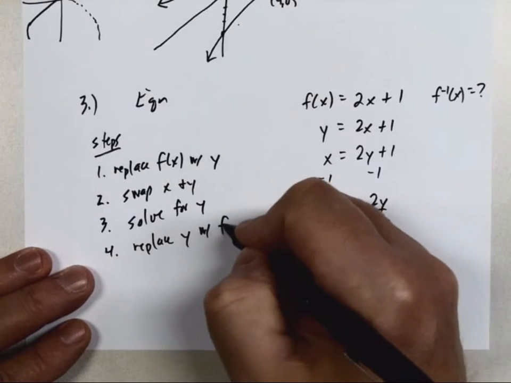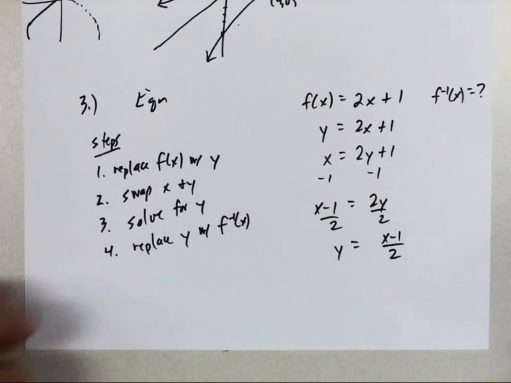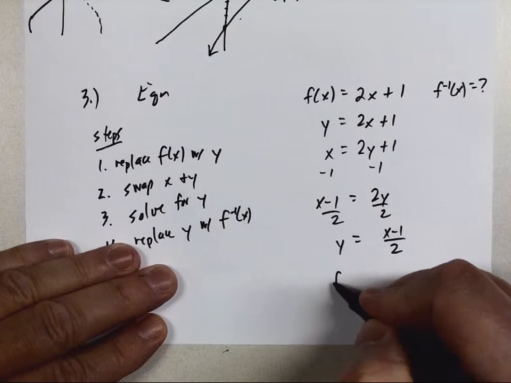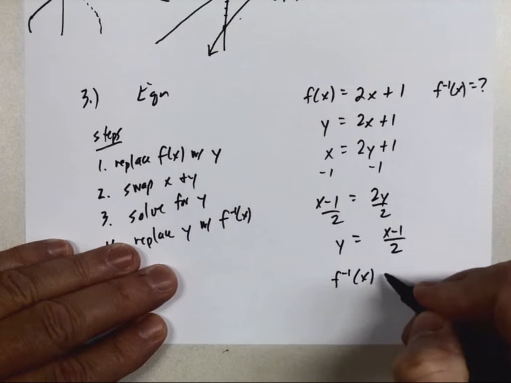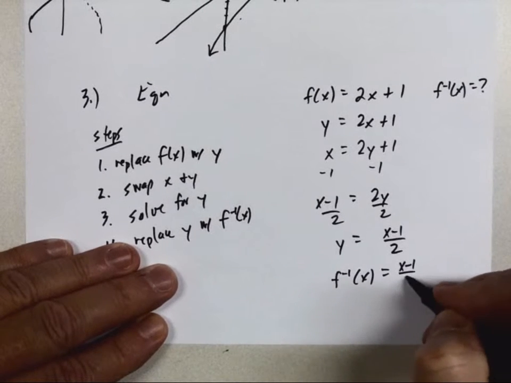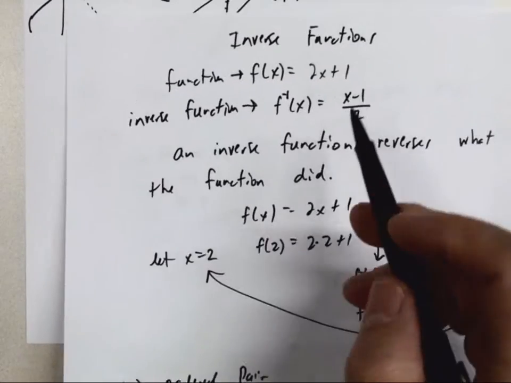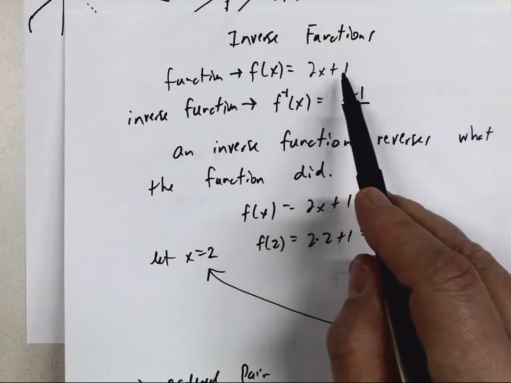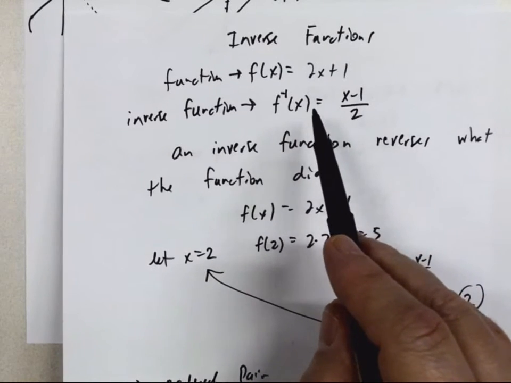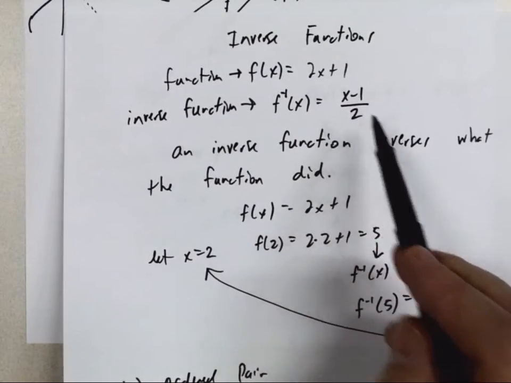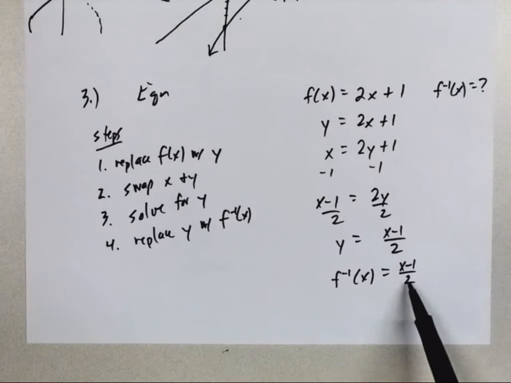replace y with the inverse function notation. Then you simply say, therefore, and if I go way back at the beginning of this lecture, I said, here's my function, and then I just gave you, I said, hey, this is the inverse function, x minus 1 over 2. Well, here, I showed you how I came up with that.